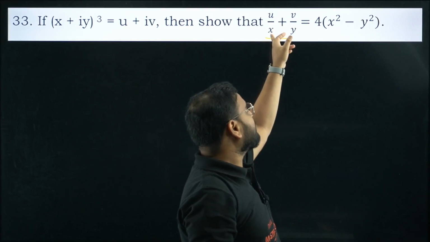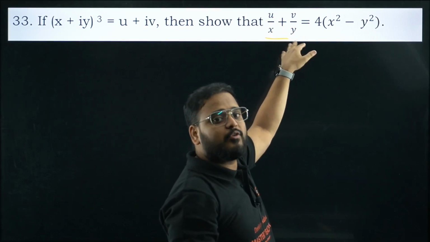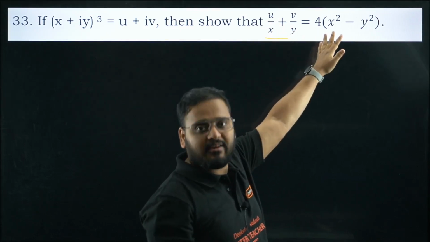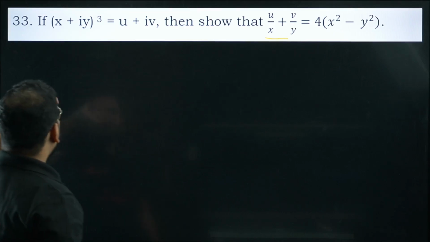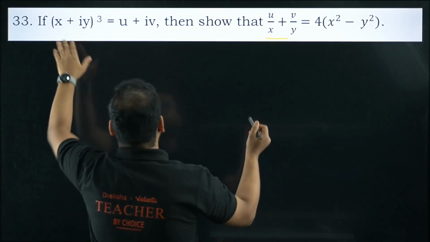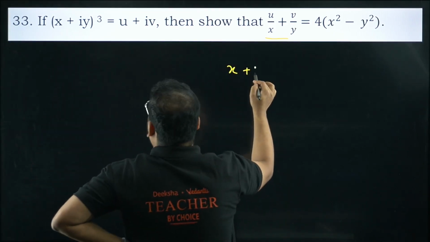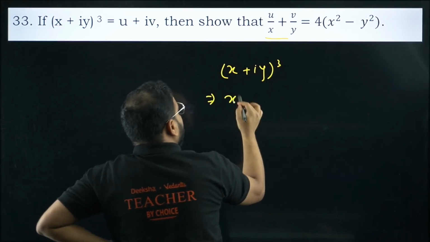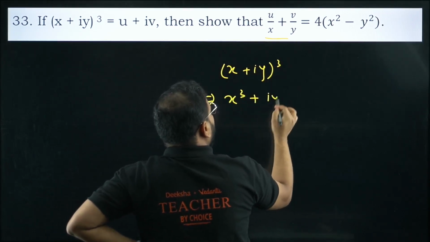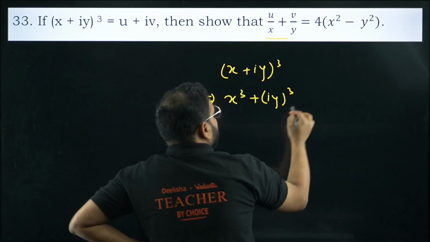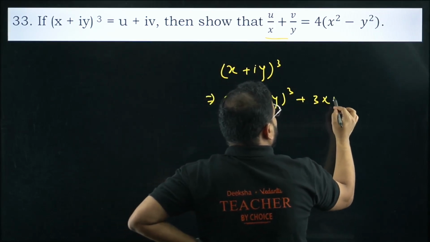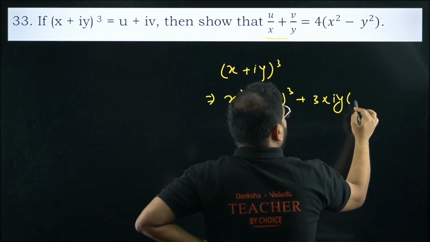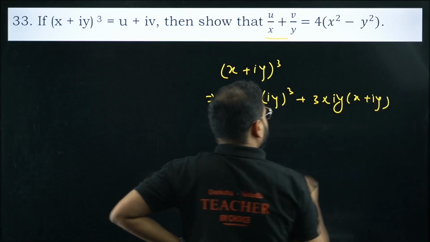Let's find the value of u and v in terms of x and y. Then we do this division of the LHS to get this RHS verified. Okay, let's do one thing. Use over here, what I get: whole cube as (x + iy) the whole cube. This will become, if you remember, x cube plus (iy) cube plus 3 times x times iy times (x + iy).